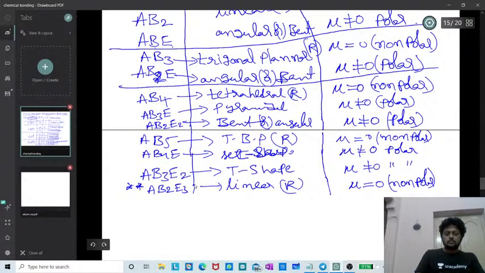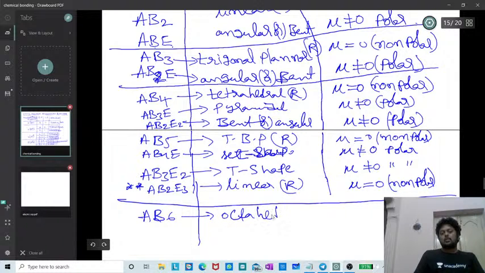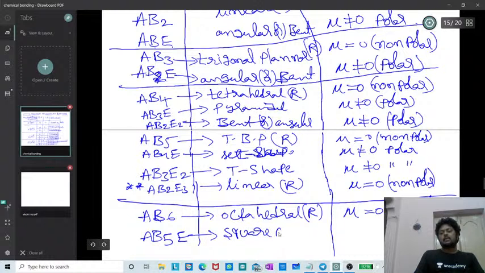Next, AB6. It has octahedral geometry. Octahedral geometry is a regular geometry. So dipole moment nu is equal to 0. That molecule is a non-polar molecule. If AB5E, 5 bond pairs, 1 lone pair, its geometry is square pyramidal. It is a non-regular geometry, nu not equal to 0. That means polar molecule.